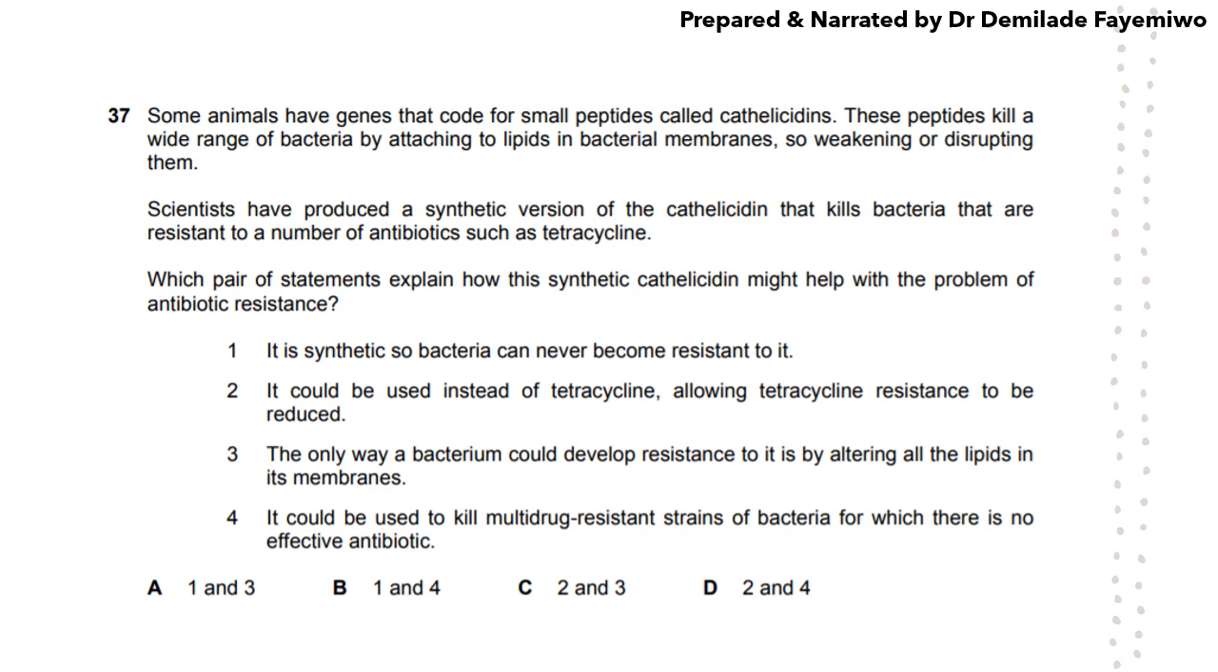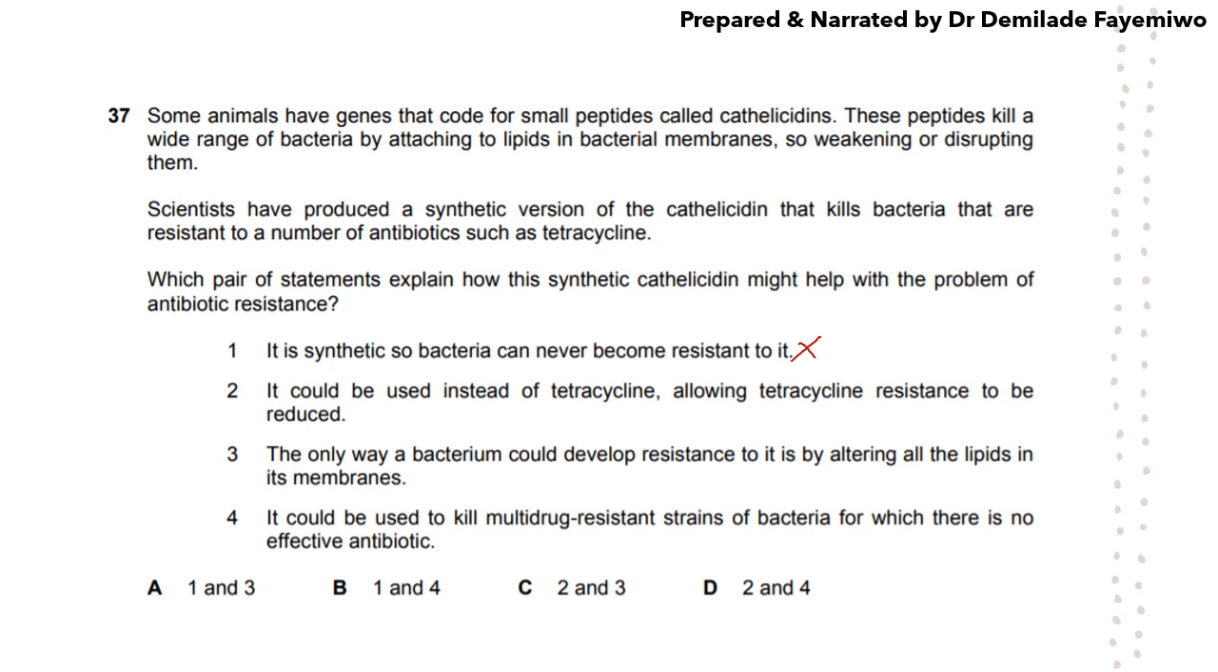Which pair of statements, so now it says which pair, so you're looking for two statements that are correct. Which pair of statements explain how the synthetic cathelicidin might help with the problem of antibiotic resistance? First one says here, it is synthetic, so bacteria can never become resistant to it. That is not true. Bacteria typically would develop resistance once they understand the mode of action of anything that attacks them. So that cannot be possible. The fact that it's synthetic doesn't mean that bacteria would not become resistant.